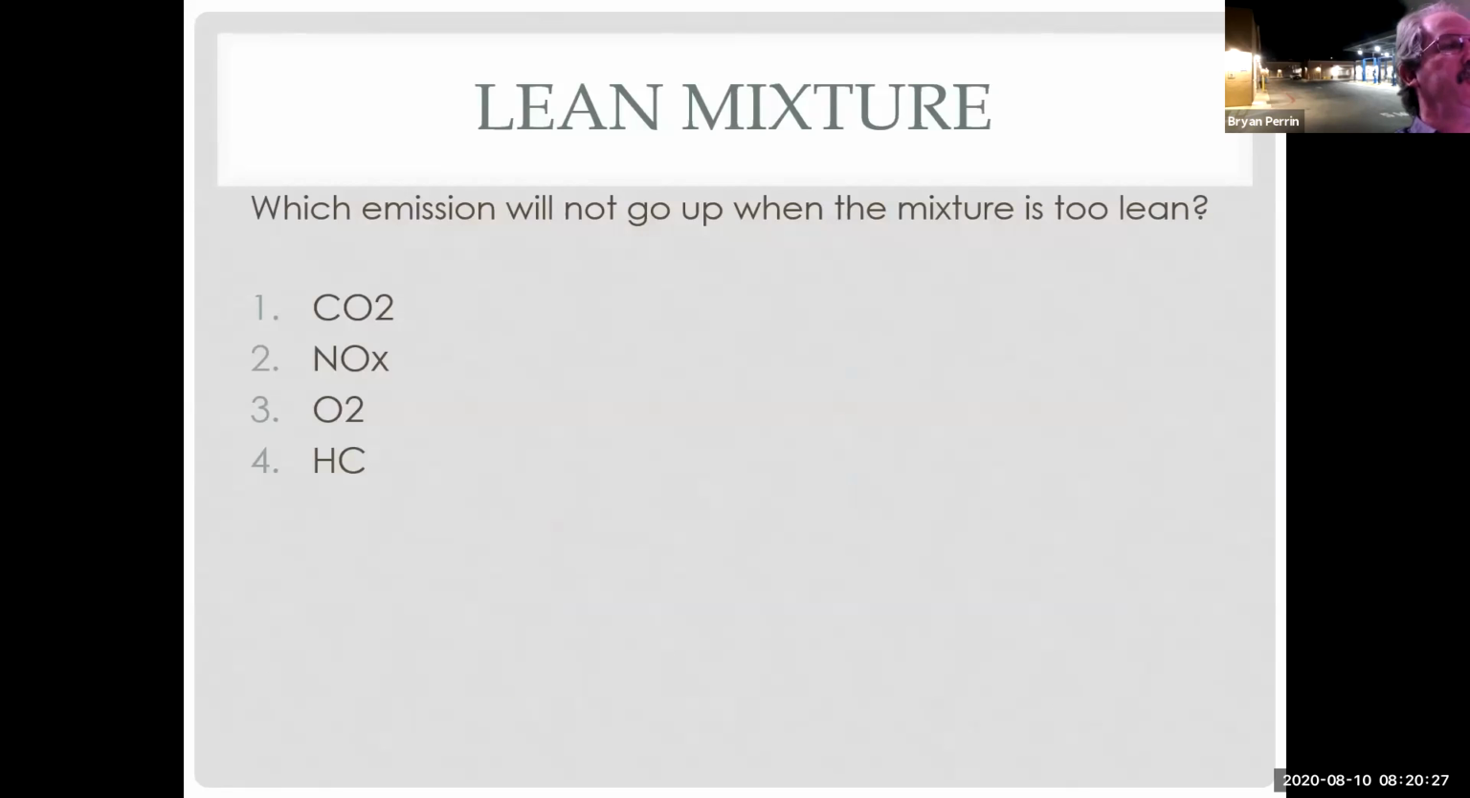Okay, so which emission will not go up when the mixture is too lean? I just showed you guys lots of pictures. Let's go back to the picture. You're right. Carbon dioxide will not go up, because carbon dioxide is my efficiency gas. So it is at its highest at 1 lambda. So if I go slightly rich or slightly lean or very rich or very lean from 1 lambda, CO2 has to drop.